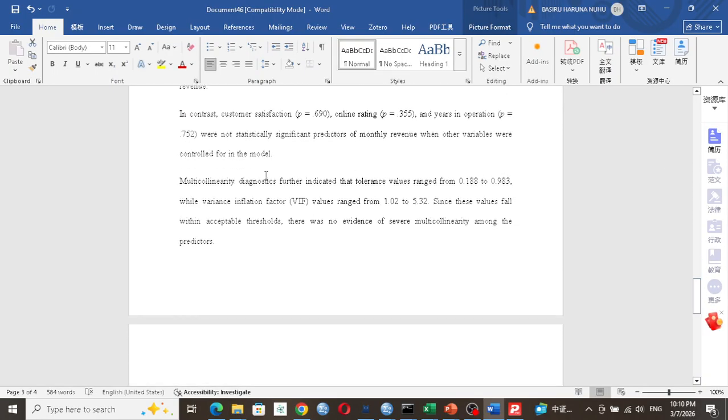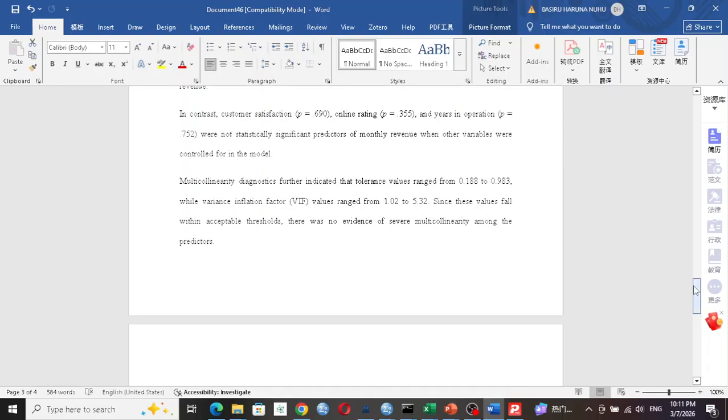Then we come to the multicollinearity. That is by using the VIF and the tolerance. So multicollinearity diagnosis further indicated that tolerance values ranged from 0.188 to 0.983, while variance inflation factor values ranged from 1.02 to 5.32. Since these values fall within the acceptable threshold, there was no evidence of severe multicollinearity among the predictors.